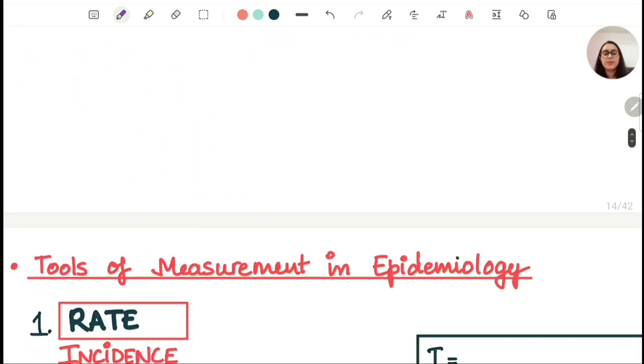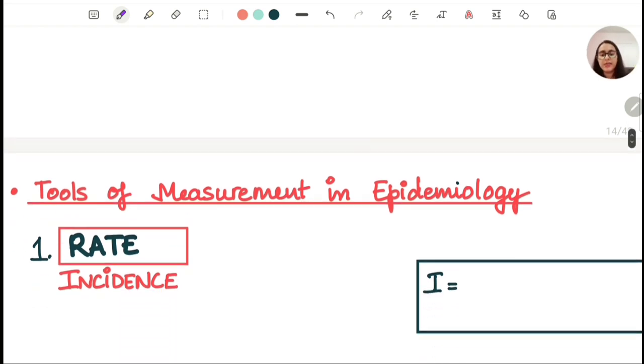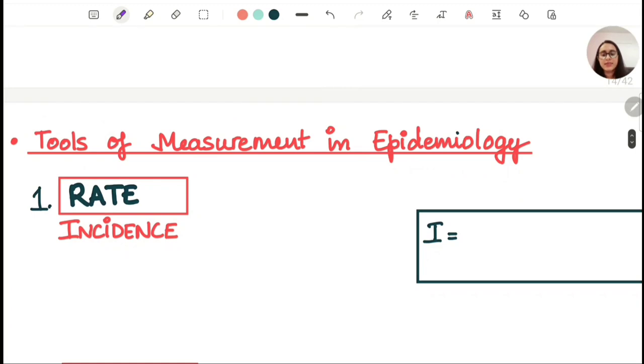Now tools of measurement in epidemiology are rate, ratio, proportion. So the first tool of measurement is rate. Rate is when the numerator is a part of the denominator. And the multiplier can be 1000, or any multiple of 10, not 100.